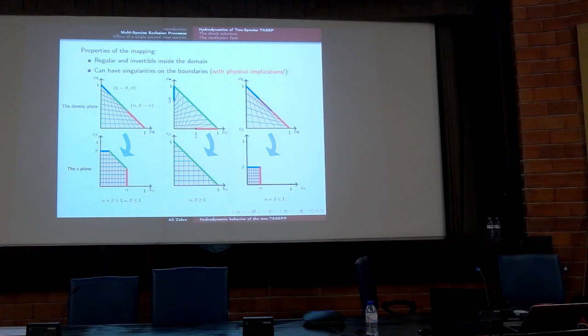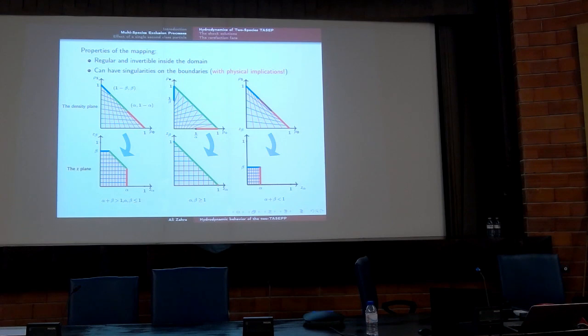If you take alpha or beta bigger than 1, then this segment here of the density corresponds to a point in the Riemann space. This segment here as well corresponds to a point, and these are singular points. And if you take alpha plus beta smaller than 1, then all of these segments on the diagonal correspond to a point in the Riemann domain.